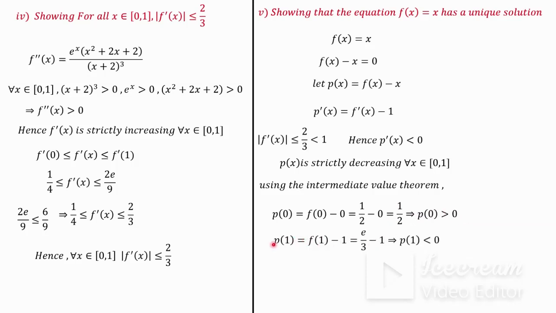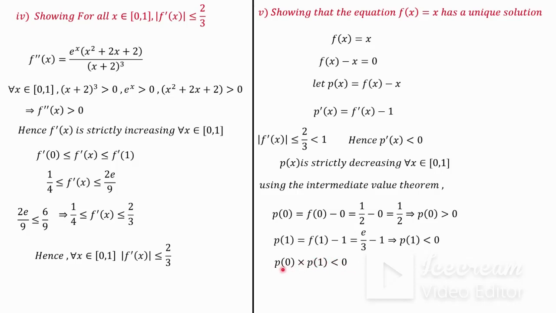We do the same thing for p of 1. p of 1 is simply going to be f of 1 minus 1, which is equal to e divided by 3 minus 1. But e divided by 3 is less than 1, from which we can conclude that p of 1 is less than 0. Doing the product between the two, we obtain p of 0 times p of 1 to be less than 0.